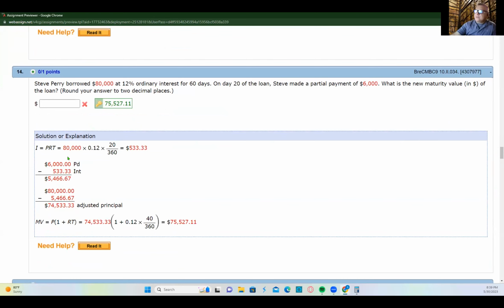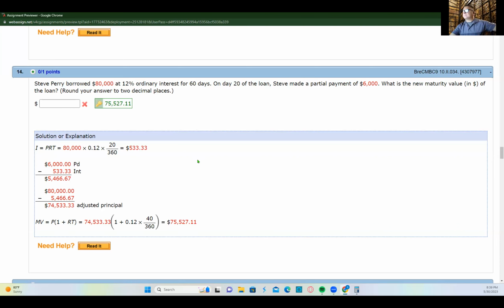Most of what you're doing here is a variation of this right here. Interest is equal to principal times rate times time. Principal is going to be equal to interest divided by rate times time. Rate is going to be equal to interest divided by principal times time. And time is going to be equal to interest divided by principal times rate. So you get to manipulate that formula.